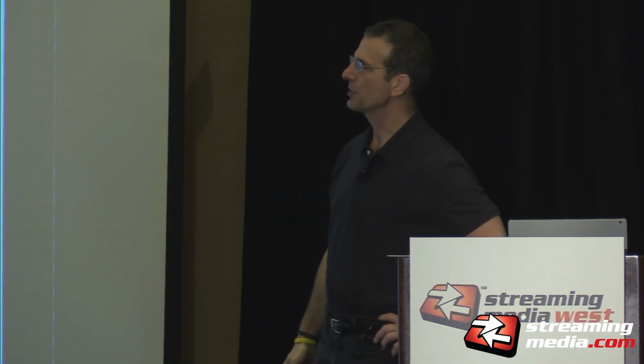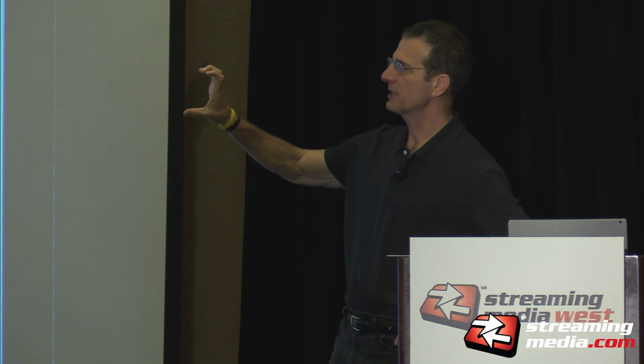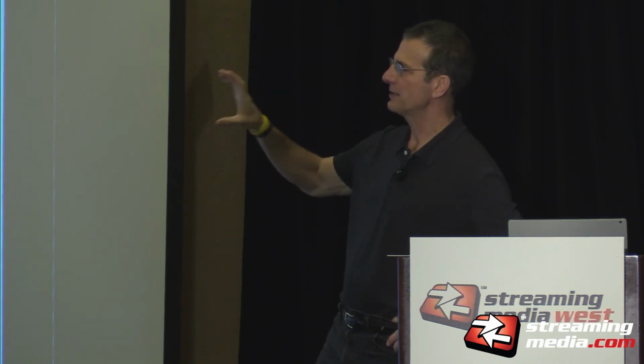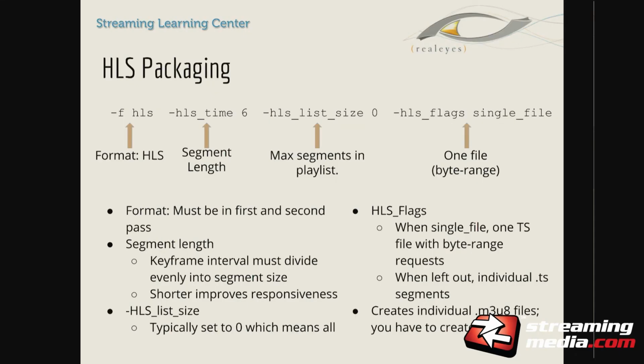What we see here is this is going to be in the first and the second pass, so the format is HLS. The segment length, which is critical, Apple now recommends a 6-second segment length. So we're saying it's 6 seconds. How many segments do you want in the playlist? This is a VOD encode. If you put 0, it puts all of them in there, which is what you want.